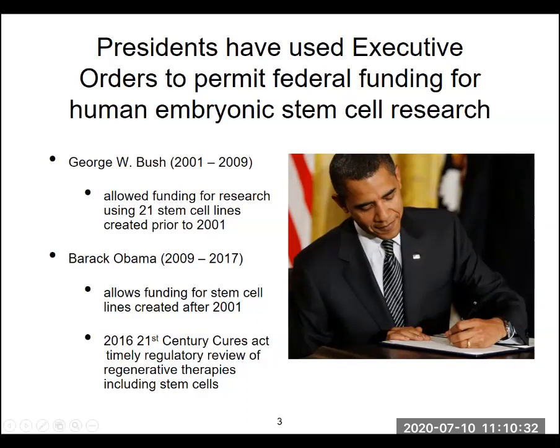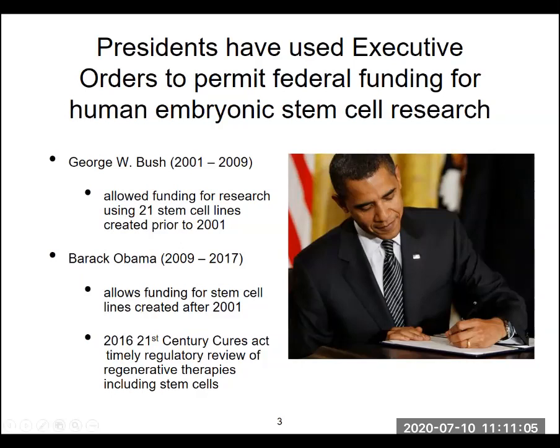So we can continue studying stem cells, but only on those 21 stem cell lines that were created before the rules went into effect. Barack Obama, president from 2009 to 2017, expanded that a little bit to allow for the funding of stem cell lines created after 2001. This would be using stem cell lines that have been established, but not using federal funds to create the lines. As long as the funds came from another source, or the stem cell lines were created without use of federal funds, we can continue to study them.